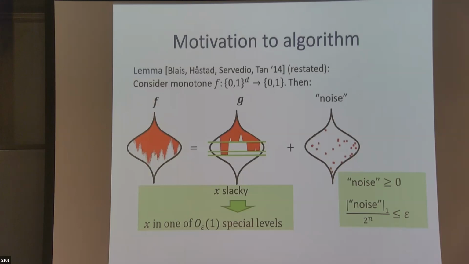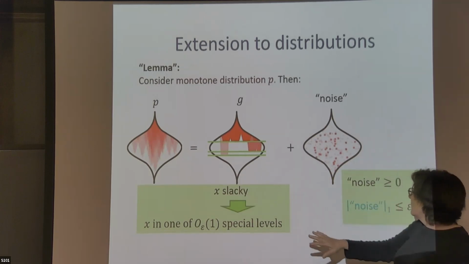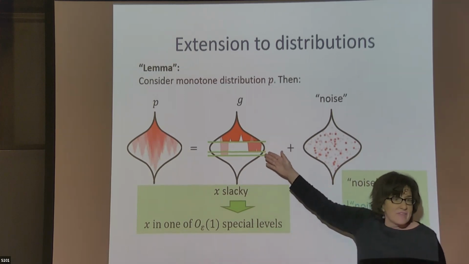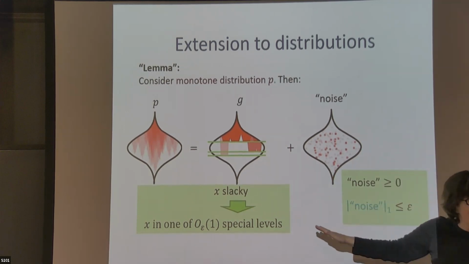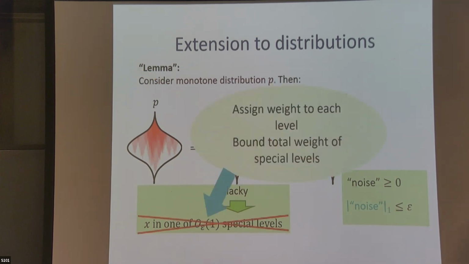I want to get back to distributions. So this can be extended to distributions. You would want to say that for distributions, it's also true: X is slacky at most at a constant number of special levels, and the noise is measured in L1 norm instead of just the Hamming weight norm. That's what you'd like to say, but it's not quite true. The point is, don't worry about what it is, but you can make something close enough true. So let's just assume it was true and not worry about this.